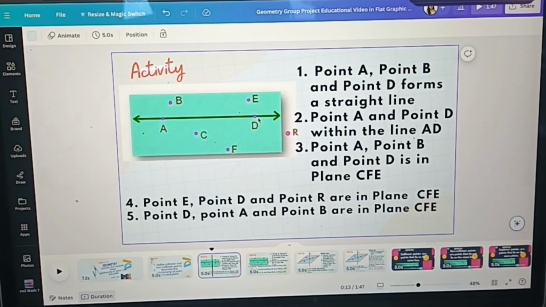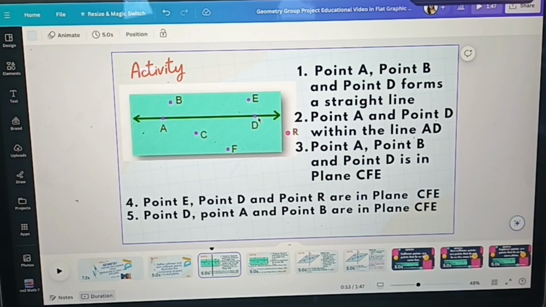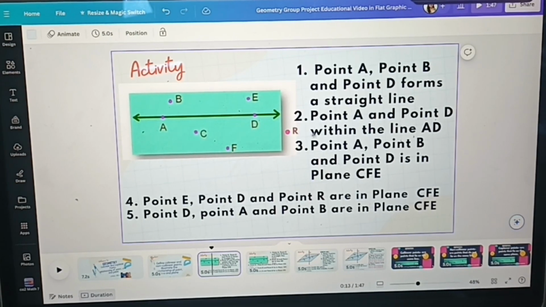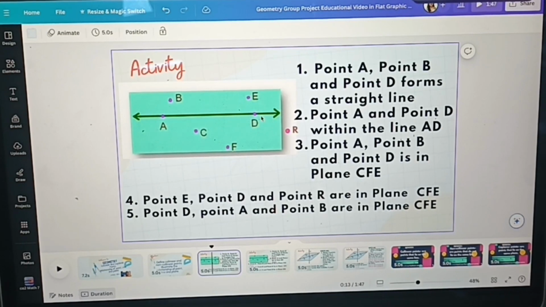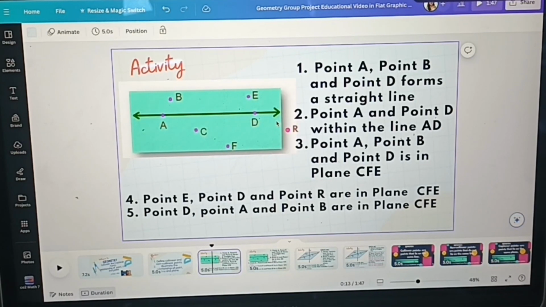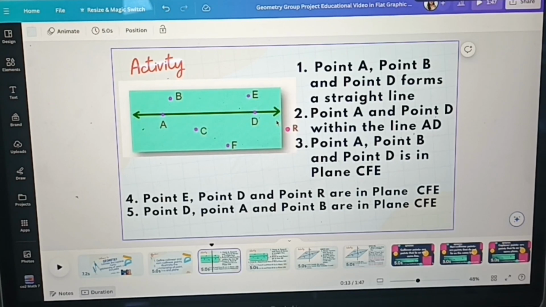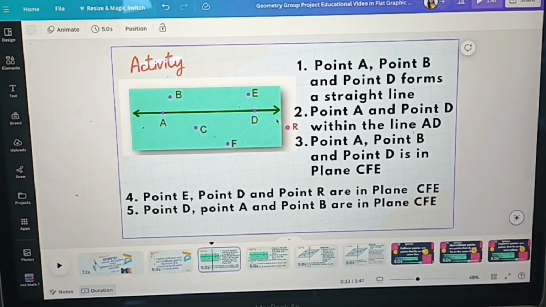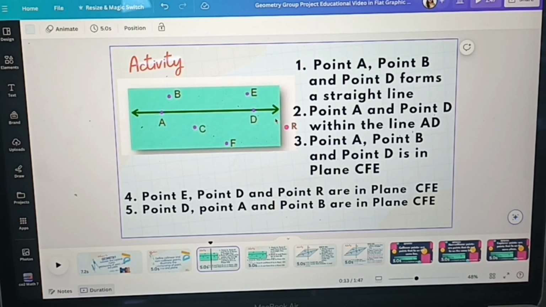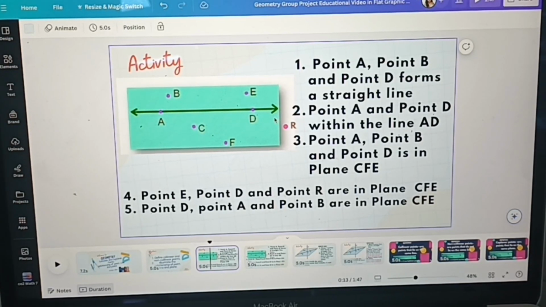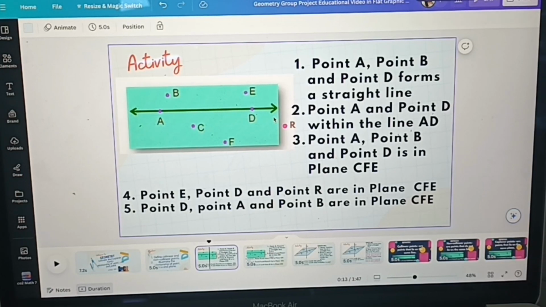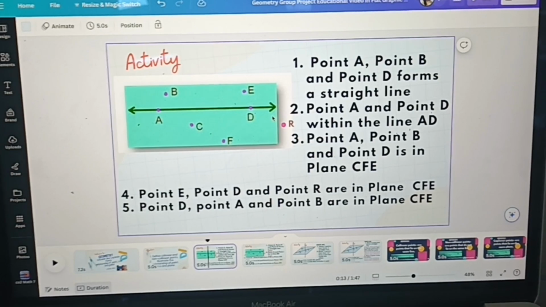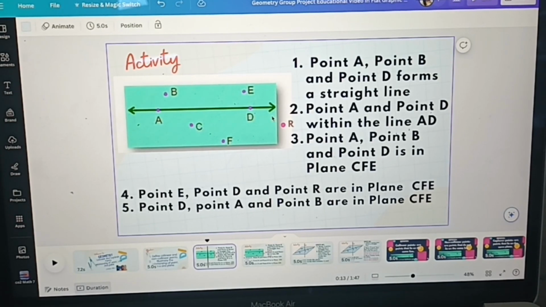Next, number 4. Point E, point D, and point R. I have here a point R. Point E, point D, and point R are in plane CFE. Next, number 5. Point D, point A, and point B are in plane CFE. I'll give you 1 minute to answer the following questions. Just write true or false.